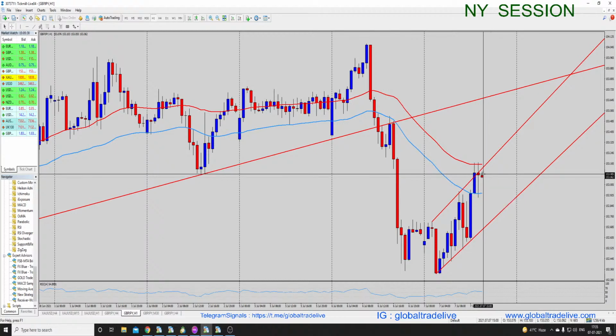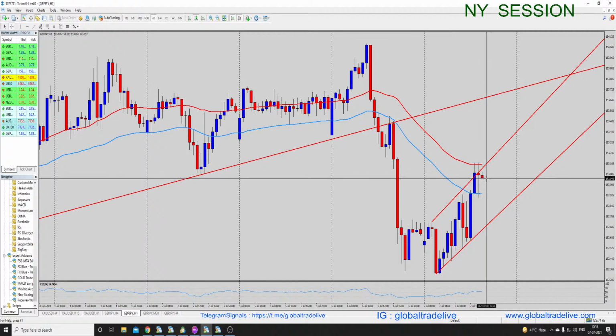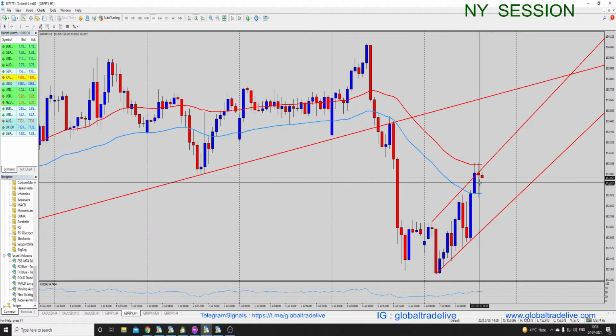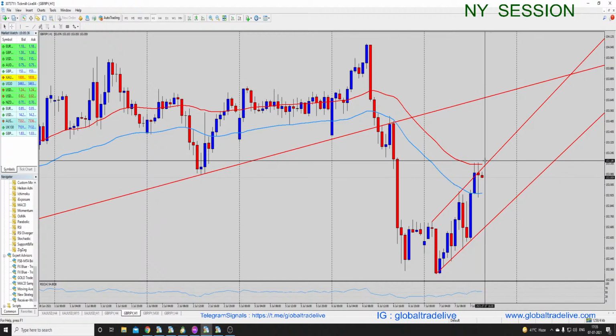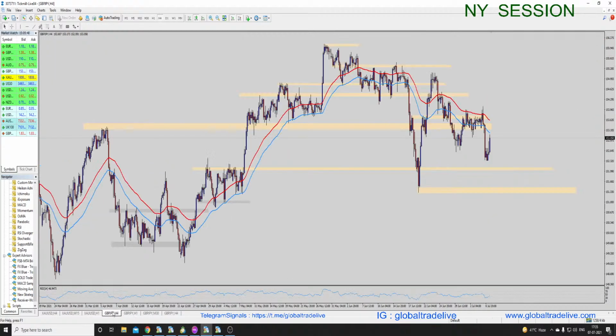Looks like it's also rejecting the trend line and about to fill the wick here a little bit, and then it will be reversing back again to go up. So there are so many possibilities at this point, but I think yes, GJ will be going down, but before going down it will be tapping this area over here, which will give us 20-30 pips.